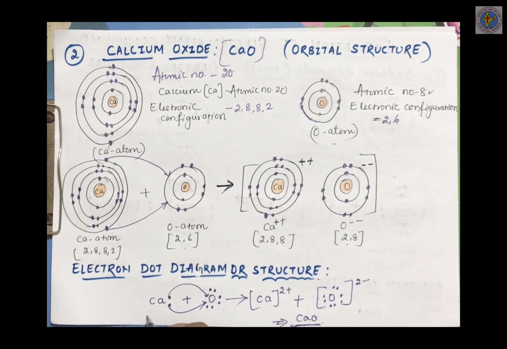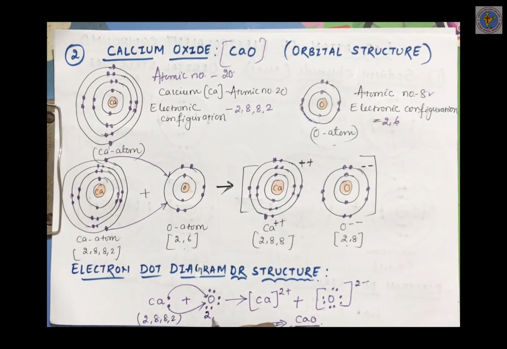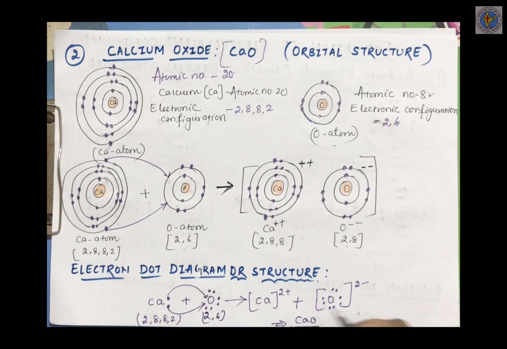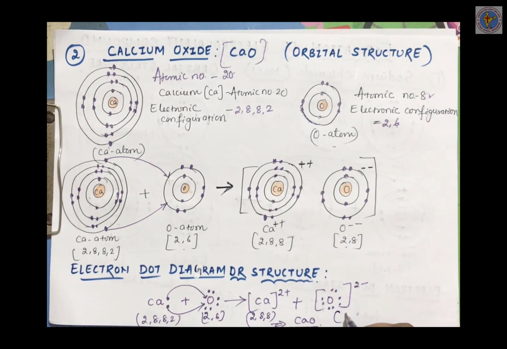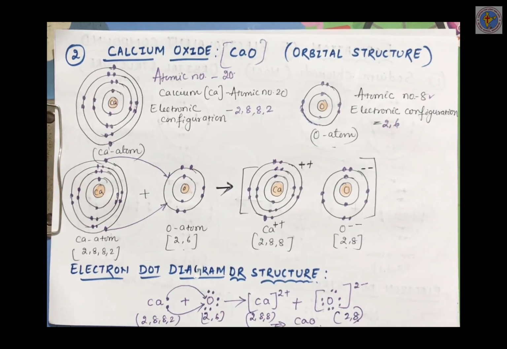Okay, here the electronic configuration is 2, 8, 8, 2 and here it is 2, 6, but after losing or gaining electrons, calcium will become 2, 8, 8 and oxygen will become 2, 8. Okay, this is the electronic configuration. So like this we can draw the electron dot diagram of calcium oxide.